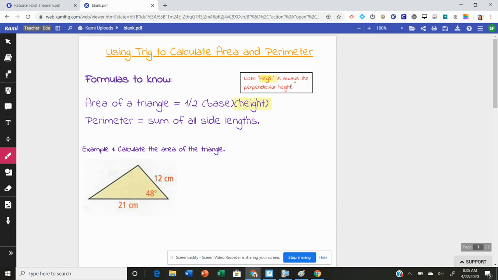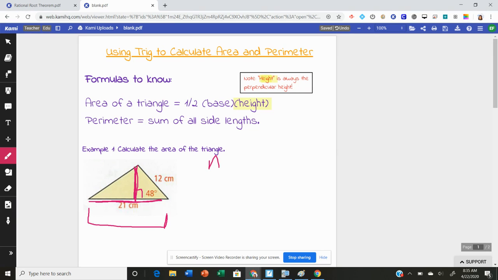So if we look at our first example here, we're asked to calculate the area of the triangle. We have a 48-degree angle measure. The angle at the top kind of looks like a right angle, but we can't assume anything. So that means I'm going to drop down a perpendicular here, so that way I know I have a right triangle. I know my base anyways. My base and my height are always going to be perpendicular to each other. So if this is going to be considered my height, then this is going to be considered my base.